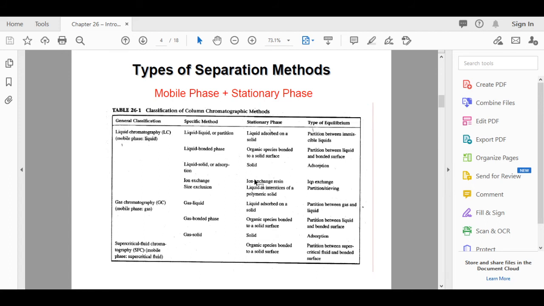Now if we move towards the specific method in liquid chromatography of liquid solid or adsorption, then the stationary phase is a solid and the equilibrium obtained is adsorption equilibrium. And lastly, the ion exchange and size exclusion methods involved in liquid chromatography, where the stationary phase is ion exchange resin, or liquid in interstices of a polymeric solid. Now we are moving towards the next classification, category 2, that is GC, gas chromatography, where the mobile phase is a gas, and similarly we can see the specific method, the stationary phase and the equilibrium in this particular table.